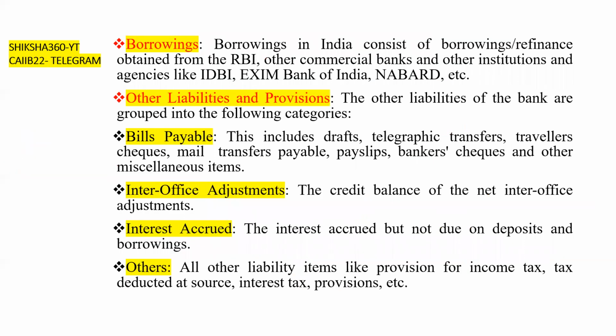Next one is borrowings. These are also one of the liabilities. Borrowings in India basically consist of borrowings or refinance obtained from the RBI, other commercial banks, and other institutions and agencies like IDBI, Exim Bank of India, NABARD, etc.